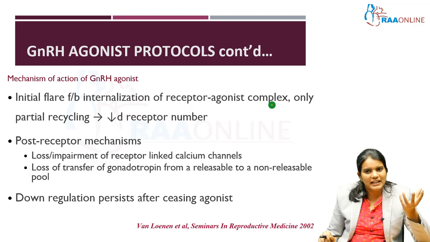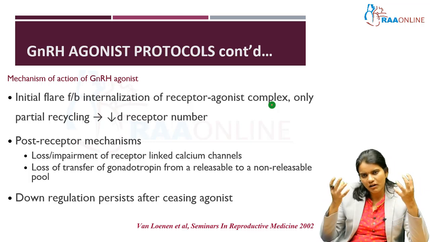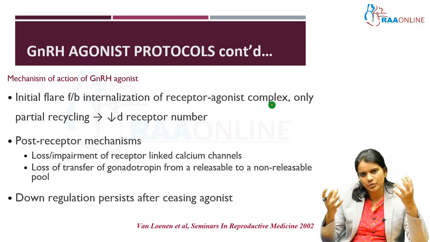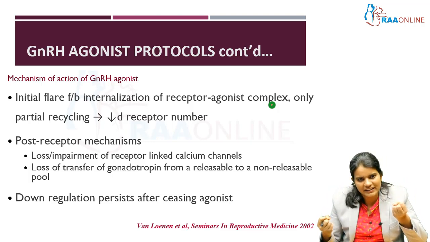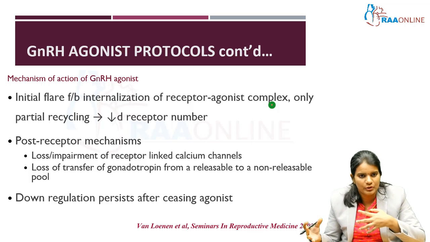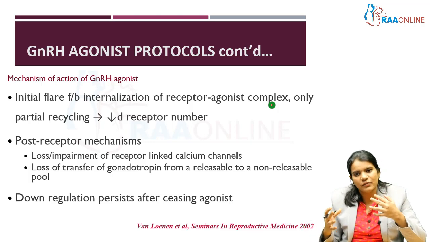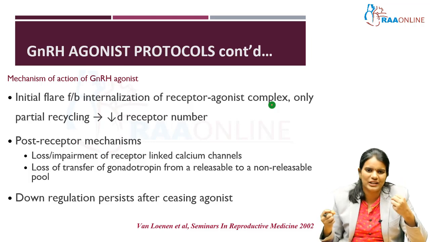Okay. Now, the mechanism of action is that there will be a flare of the FSH and LH, and then there will be an internalization of the agonist complex, and this will decrease the receptor numbers. Once the agonist that is given sits on the actual receptor, after the initial 2 to 5 days, all of the receptors will be decreased. So, there will be a loss of transfer of gonadotropin from a releasable to a non-releasable pool. And downregulation will persist after ceasing of the agonist also because of the internalization of the receptor.